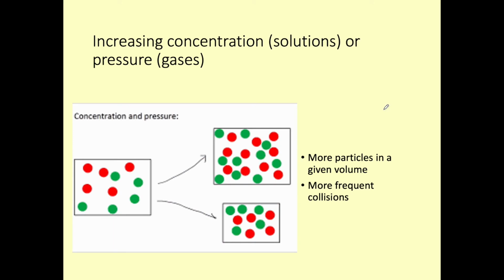So both concentration and pressure affect our rate in the same way. So in this box here, we are increasing our concentration, so more particles in that volume, whereas by reducing our volume here and forcing those particles closer together by increasing the pressure, we again have more particles in a given volume. And so in each of those cases, we're having more frequent collisions, and if we're having an increased frequency of collisions, then we're increasing that chance of a reaction happening.